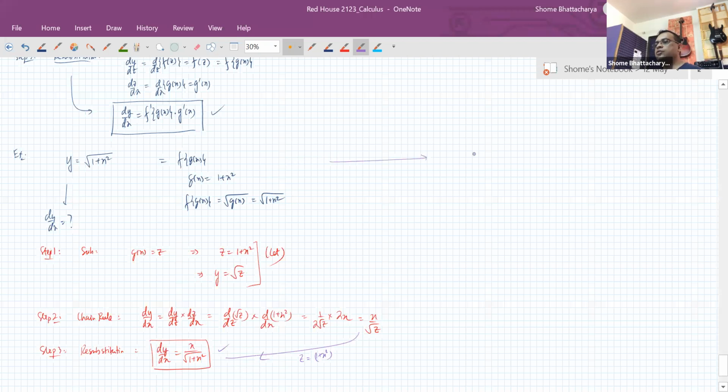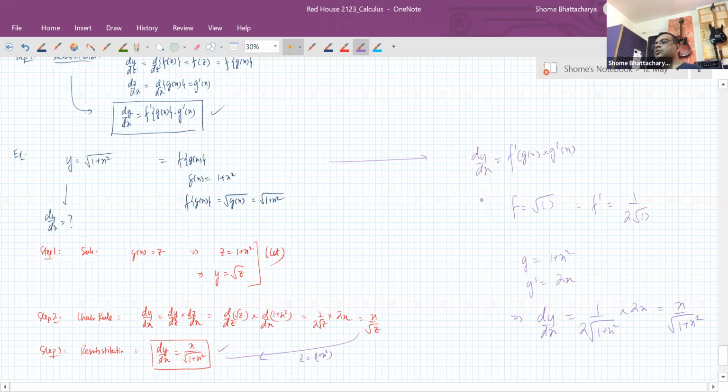So from this, you can also directly do like this, that dy by dx is f prime of g into g prime x. Okay, so f is the function square root. So f prime should be the function 1 upon 2 times square root of whatever is here, and g is the function 1 plus x square. So g prime is 2x. So accordingly, this should become 1 upon 2 times square root 1 plus x square into 2x. Okay, so there will be a time when you will be able to do this directly.